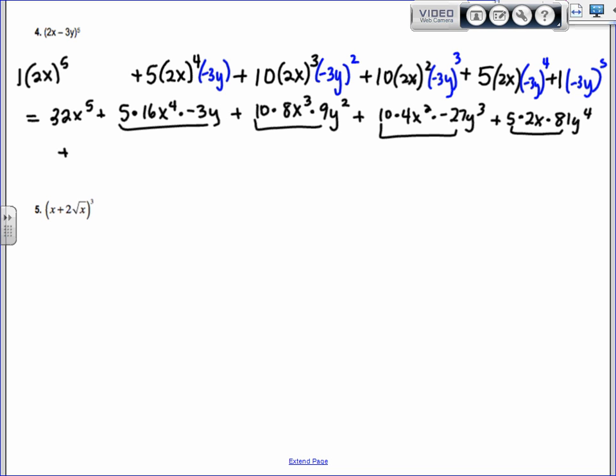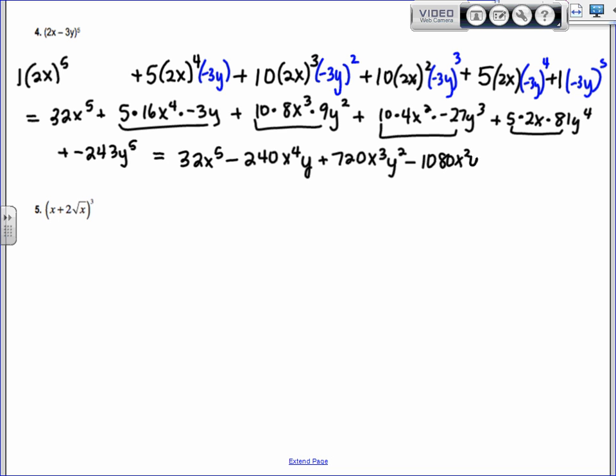And then plus negative 3 times negative 3 times negative 3, 5 times, is going to be negative 243y to the 5th. So as we simplify, we have 32x to the 5th minus 5 times 16 is 80, times the negative 3 is 240. So negative 240x to the 4th y plus 720x cubed y squared minus 1080. Is that 1080? 1080x squared y cubed, and then plus 80xy to the 4th minus 243y to the 5th.